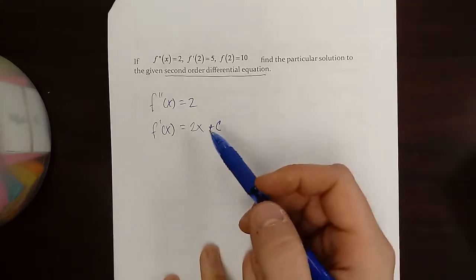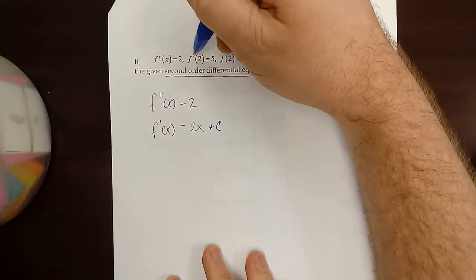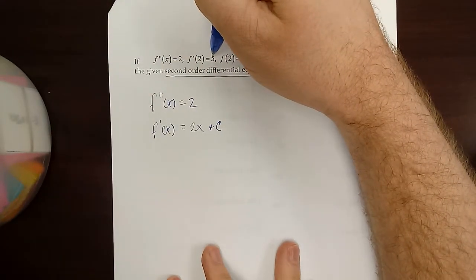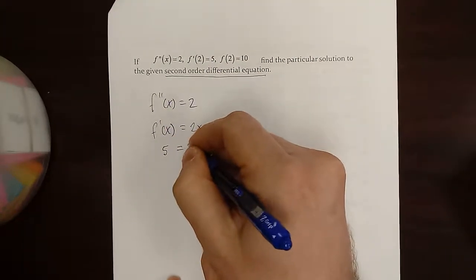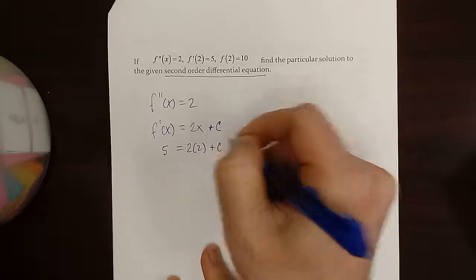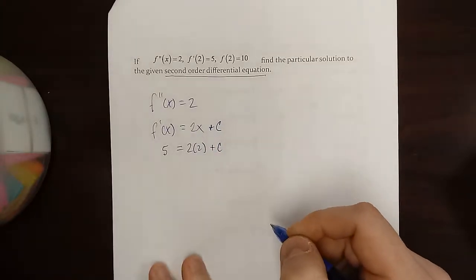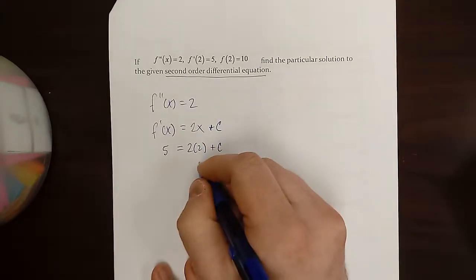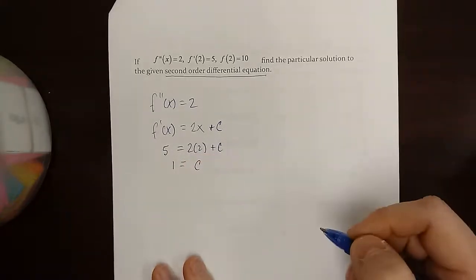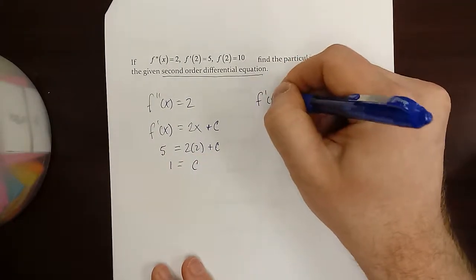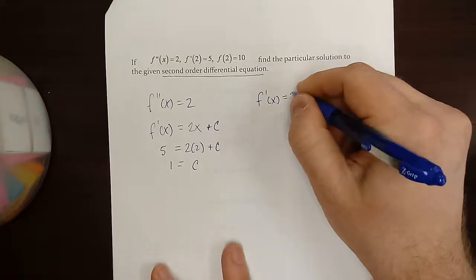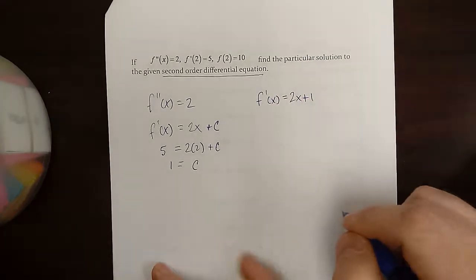But we also know something about this. We know that f prime of 2 is equal to 5. So that means that if I plug 2 in here, I get 5 out. So 5 is equal to 2 times 2 plus c. And I can solve this and find out that the c for this one is 1. So I can say, hey, f prime, I know that you are equal to 2x plus 1.